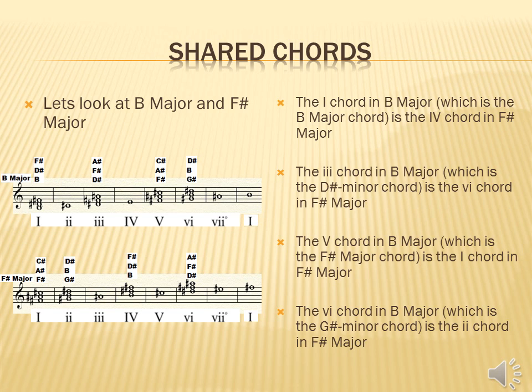The 1 chord in B major, which is the B major chord, is the 4 chord in F sharp major. The 3 chord in B major, which is the D sharp minor chord, is the 6 chord in F sharp major. The 5 chord in B major, which is the F sharp major chord, is the 1 chord in F sharp major. And the 6 chord in B major, which is the G sharp minor chord, is the 2 chord in F sharp major.